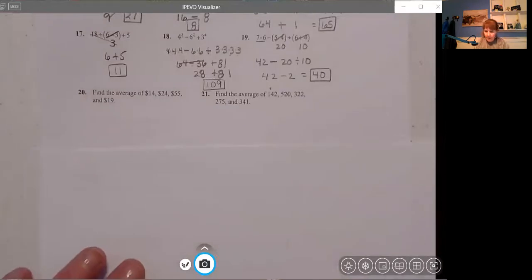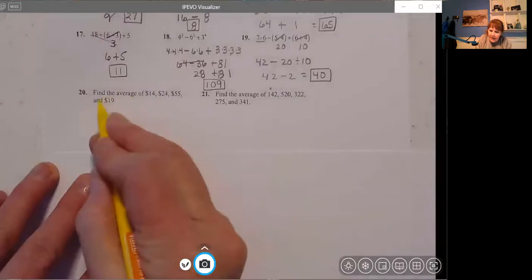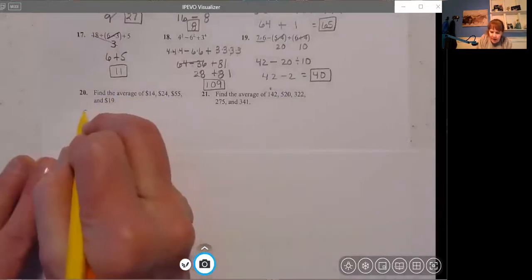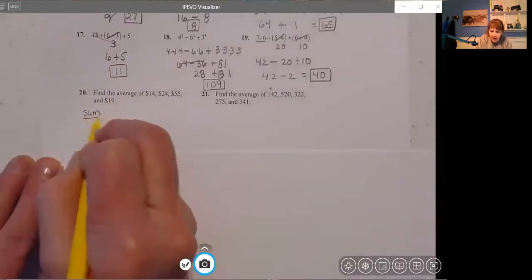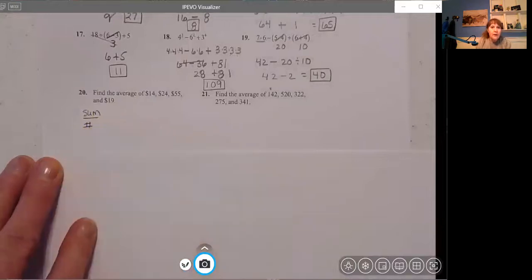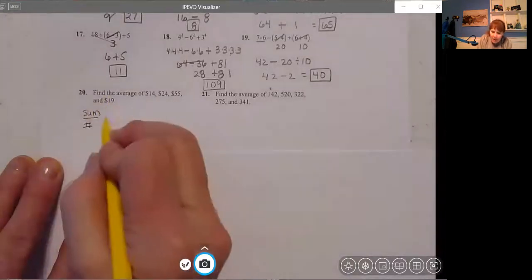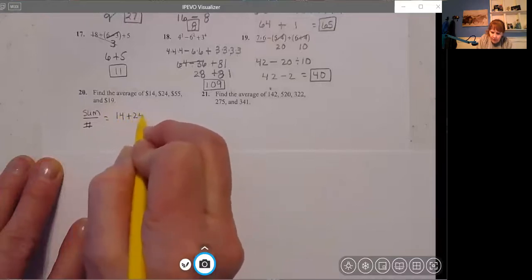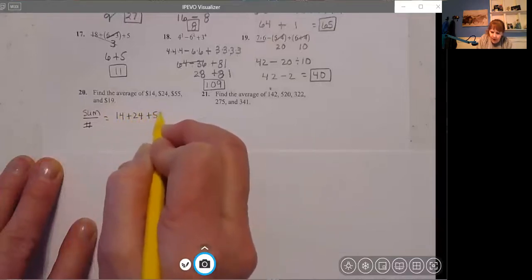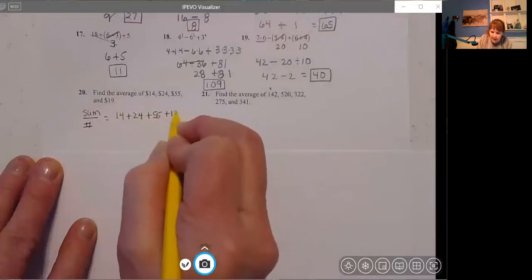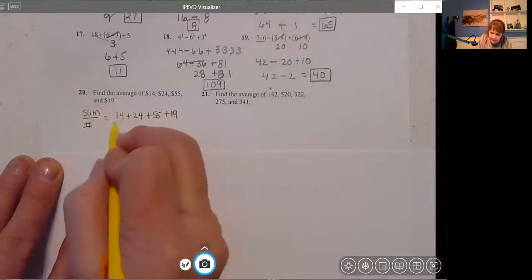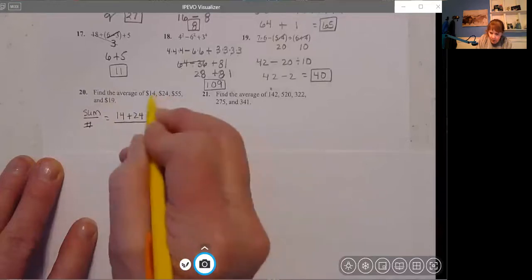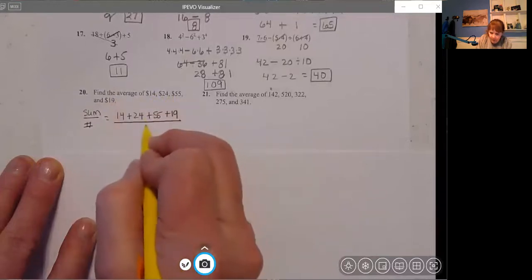We'll just pick one of these. I think all you need is one example. To find the average, you take the sum and then you divide by the number of items, or the number of numbers that you have. So here we have 14 plus 24 plus 55 plus 19, divided by 1, 2, 3, 4.